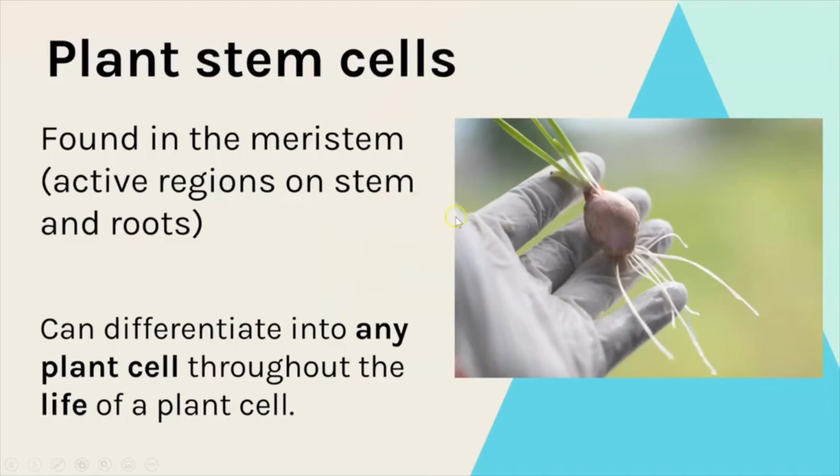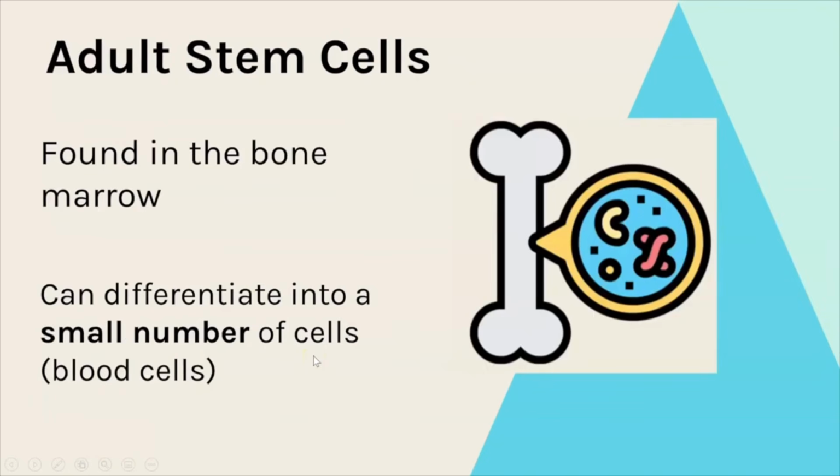Plants have stem cells, and these are found in the meristems, and that's what we call the actively growing parts of a plant. So, for example, the tips of the roots and the growing regions in the stem. They can differentiate into any plant cell throughout their entire life. In contrast, in adults, we do have stem cells, but we find them in limited places, such as the bone marrow. And these bone marrow cells, which are stem cells, can differentiate into different cells, but only a small number of different types of cells, which are the blood cells.